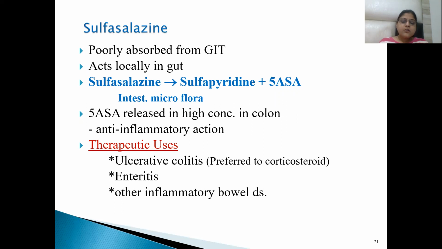Sulfasalazine is the drug which is poorly absorbed in the GIT and acts locally in the gut. It splits into sulfapyridine and 5-aminosalicylic acid. Sulfapyridine is responsible for its use in rheumatoid arthritis as a DMARD, a disease-modifying anti-rheumatoid drug, and 5-aminosalicylic acid is responsible for its high concentration in the colon and its anti-inflammatory action. It can be used in ulcerative colitis, enteritis, and other inflammatory bowel disease.